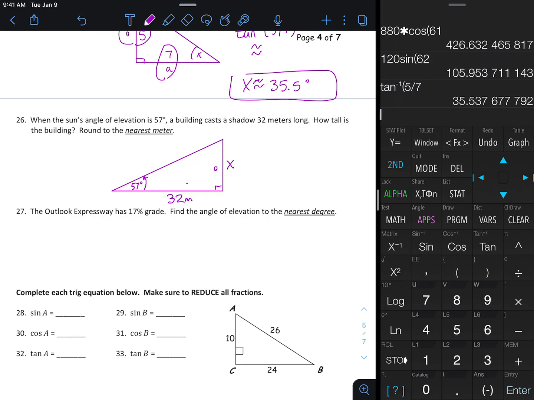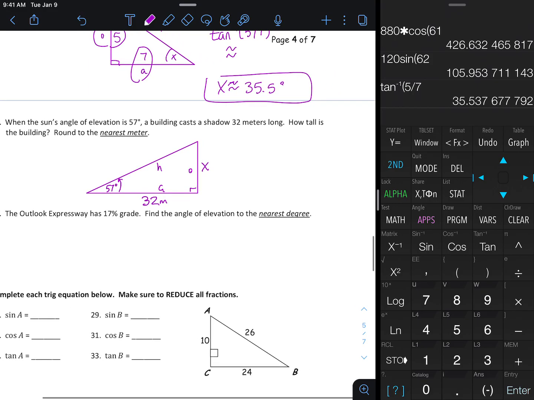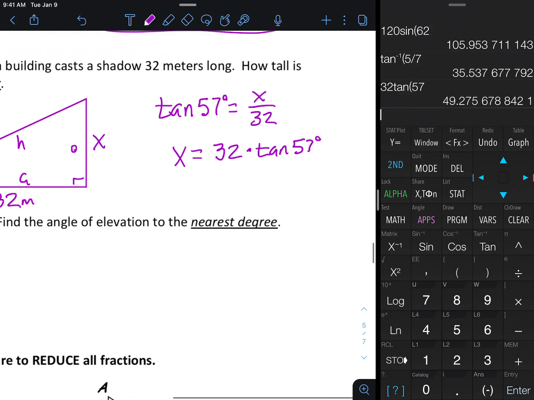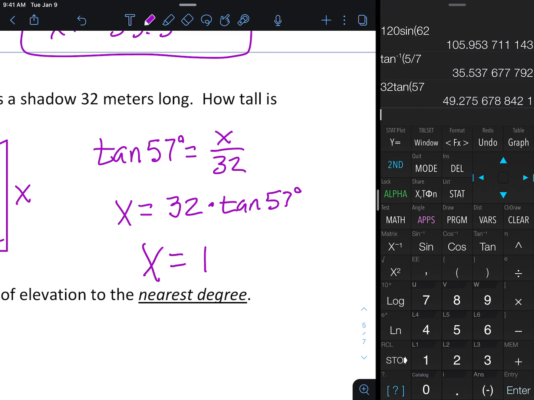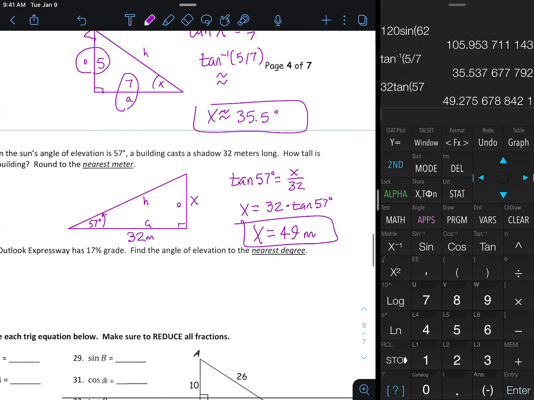And then you can label O, A, and H. The trig function that uses O and A is tangent. So we'll go tangent of 57 degrees equals x over 32, and then you can cross multiply to get that into calculator-ready form, and then we can punch that into our calculators. 32 tangent 57, and that's how tall, nearest meter, so that'll be 49.2. So I'm just going to say 49 meters, and that'll be it there.